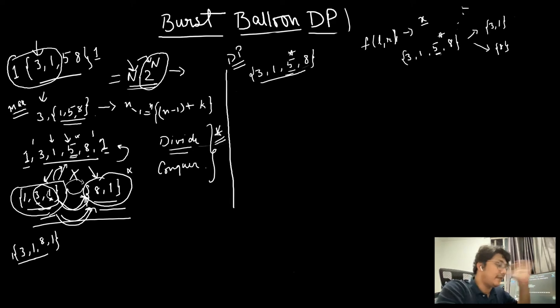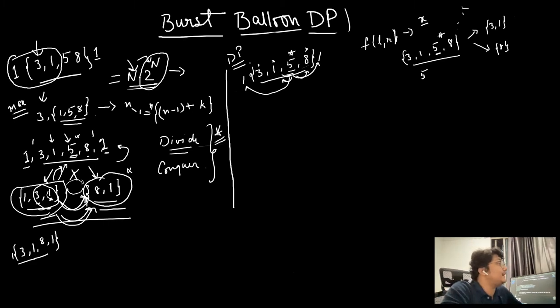So now just imagine one thing. If 5 is the last balloon to be burst in this array, then at the end only 5 will be remaining, right? And to be able to calculate the points for 5, what was the rule? For any given balloon, we calculate the points by multiplying the balloon on the left hand side and the balloon on the right hand side. Now, given that all these balloons have been burst, let's say 3 is burst, 1 is burst, and 8 is burst. So now for 5, which are the two balloons on the left hand side and the right hand side? It's not 1 and 8, it's this one and this one.